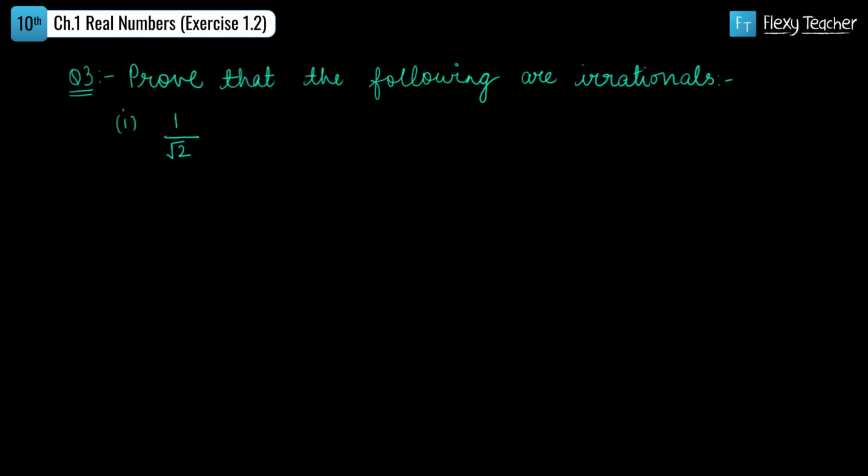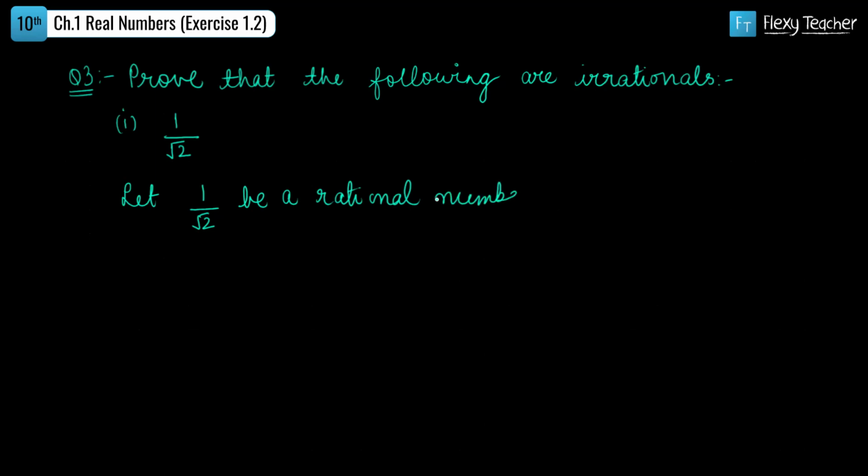Question number 3. Prove that the following numbers are irrational. The first sum is 1 upon under root 2. Okay. So, previous sums की तरह यहाँ पे भी हम एक assumption लेंगे. Let 1 upon under root 2 be a rational number.